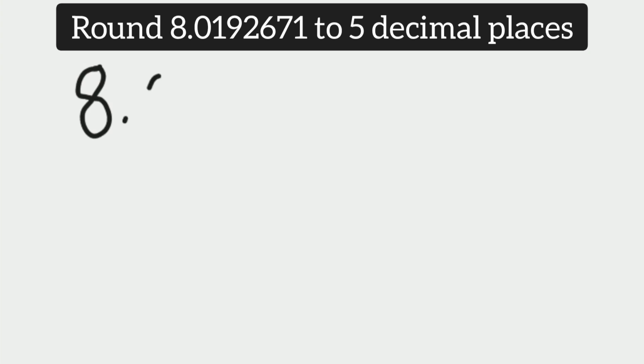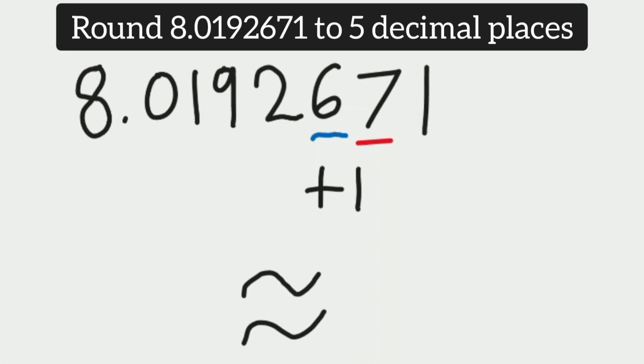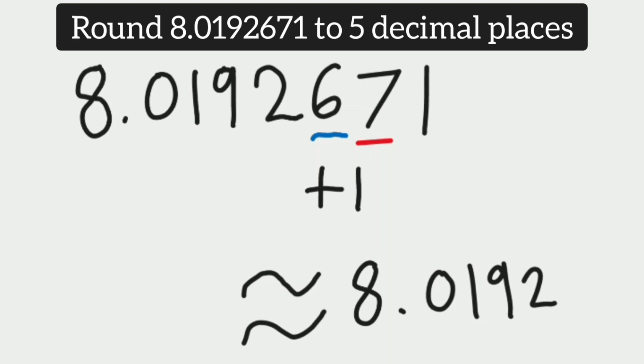Another example is, what if we want to round off 8.0192671 to 5 decimal places? Well, notice that the fifth decimal place is 6, which means the digit to the right of that is 7, which is greater than 5. This means we add 1 to the fifth decimal place, and we remove everything else to the right of that decimal place. Therefore, the answer is 8.01927.